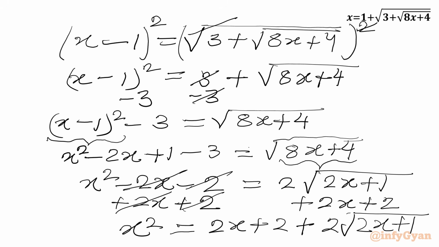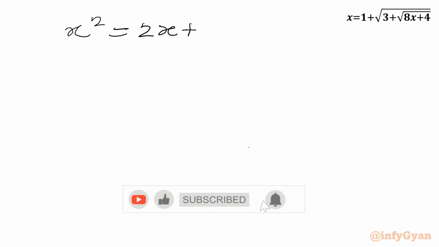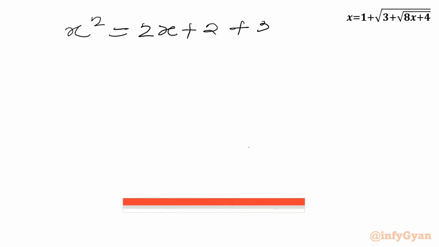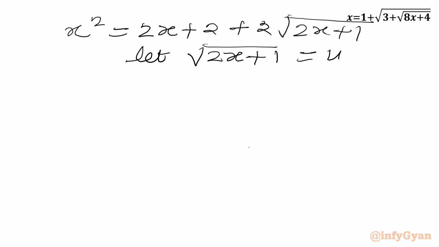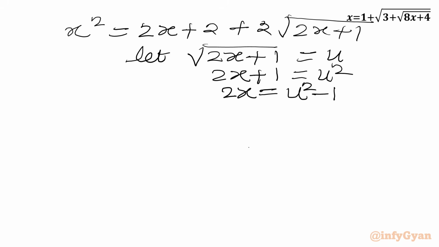Now we will use substitution. Let me write the equation here: x square is equal to 2x plus 2 plus 2 times square root of 2x plus 1. Let's assume the square root of 2x plus 1 is equal to u. So 2x plus 1 will become u square after squaring both sides. Or we can write 2x will be equal to u square minus 1.